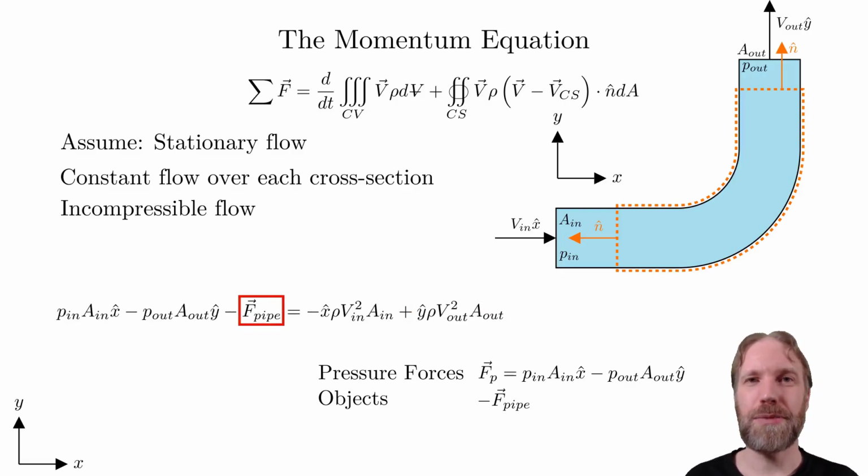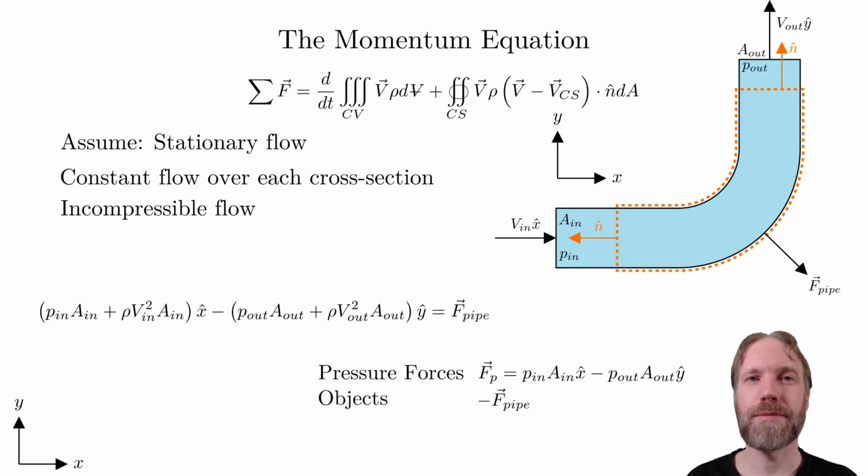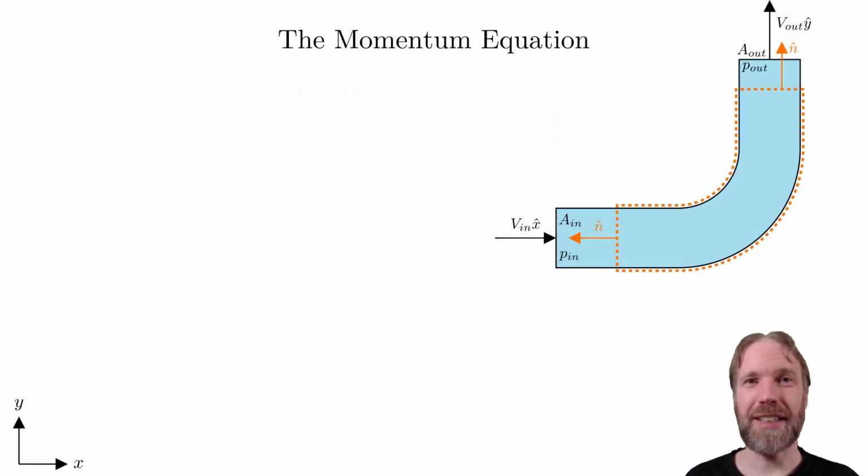We want to solve for F pipe. Move it to the right hand side and reorder the terms. Combine the x hat terms. Same for the y hat terms. And we have our final expression for the force acting on the pipe. The direction will be down to the right in the figure. This concludes our example, and we will now move to the next equation.